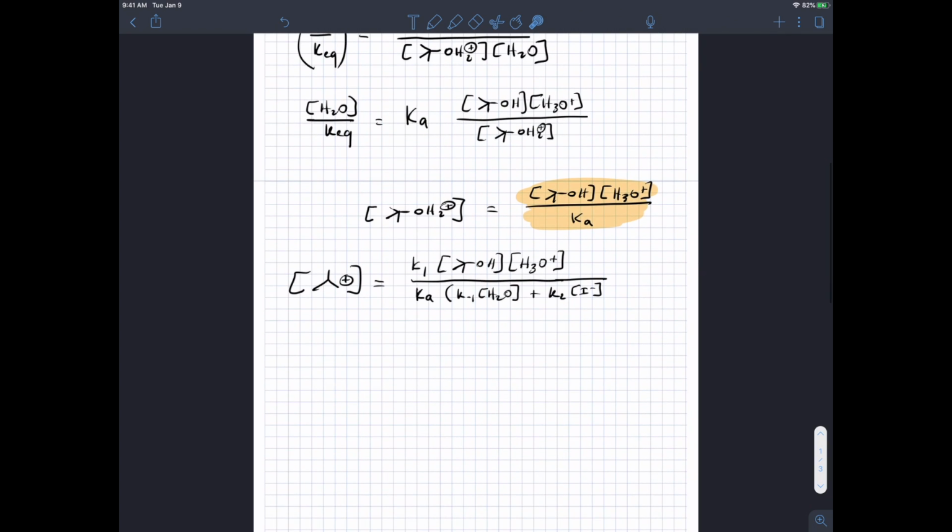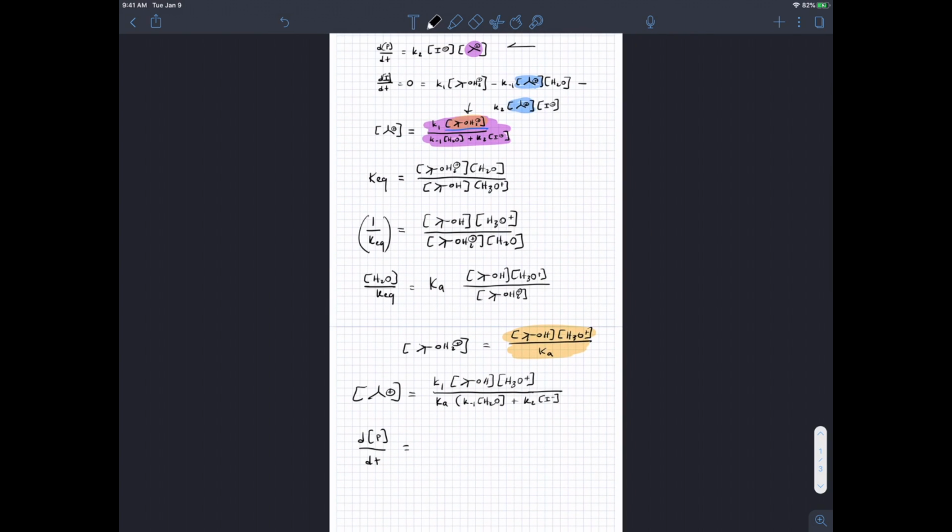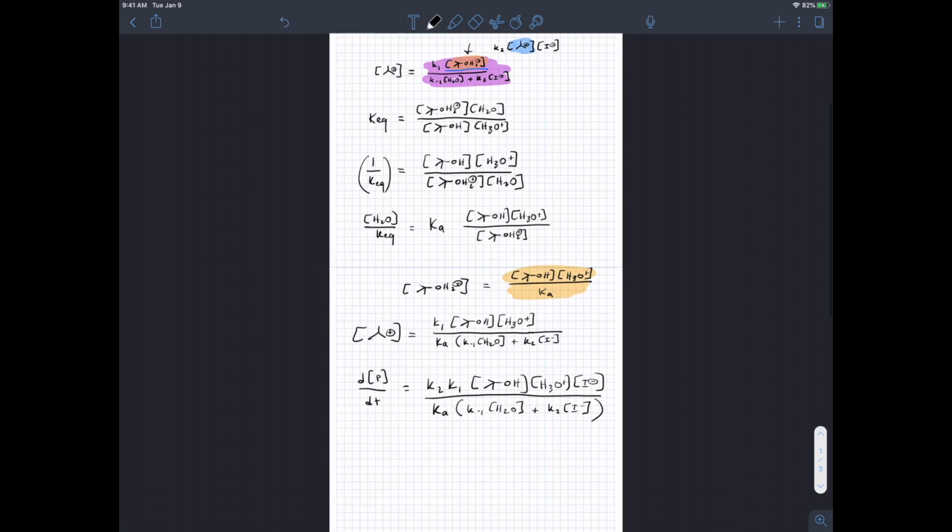Good. So with that in mind, we can now come back to the rate expression for our product, which was all the way up here: K2 times K1 times concentration of alcohol times concentration of hydronium times concentration of iodide divided by Ka times K minus 1 times concentration of water plus K2 times concentration of iodide. So that's an expression that makes sense.